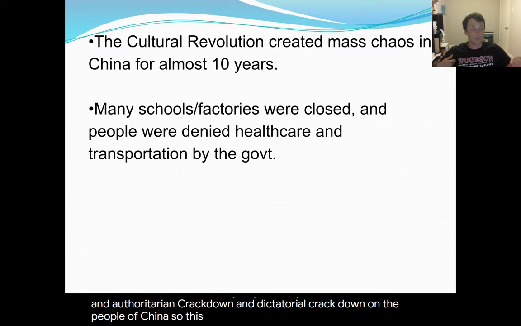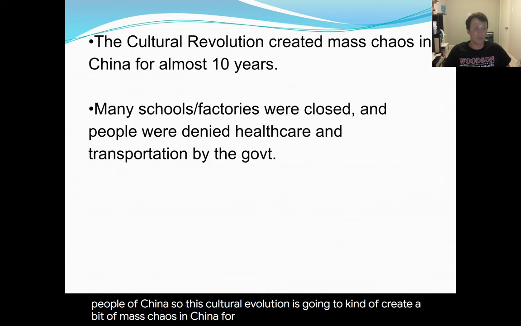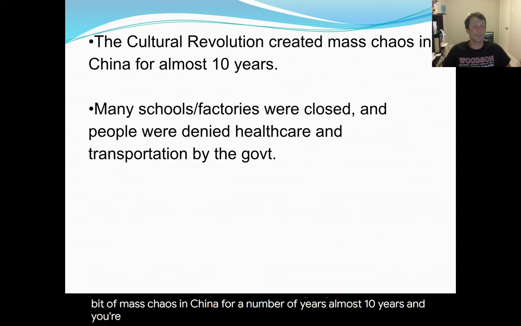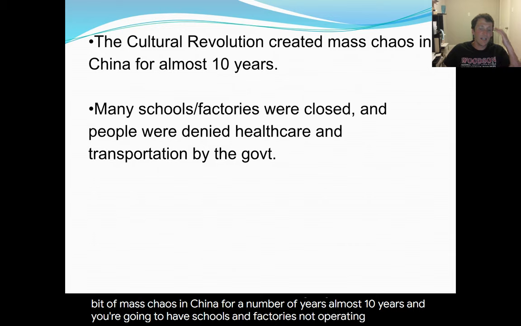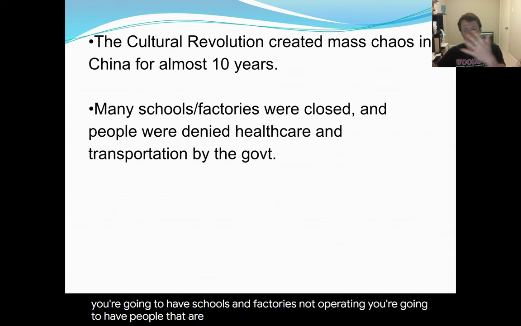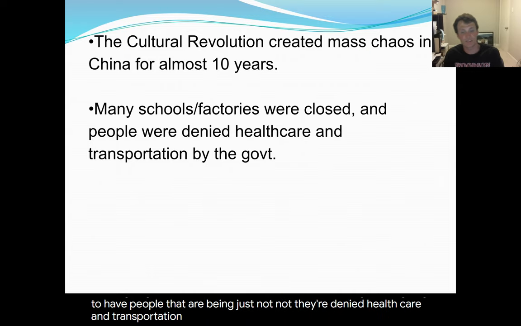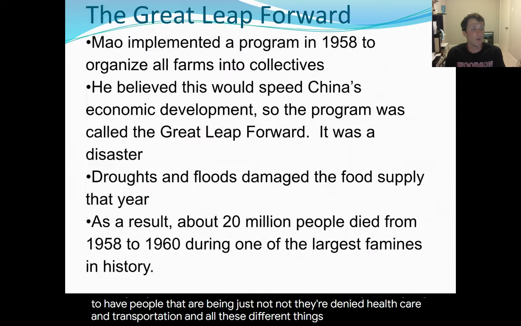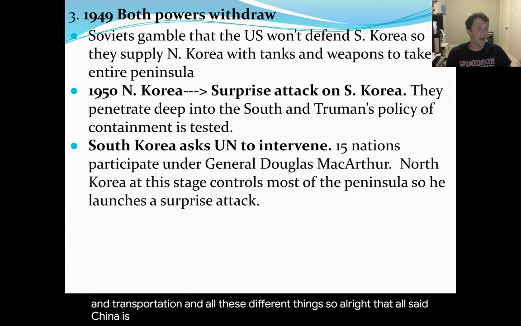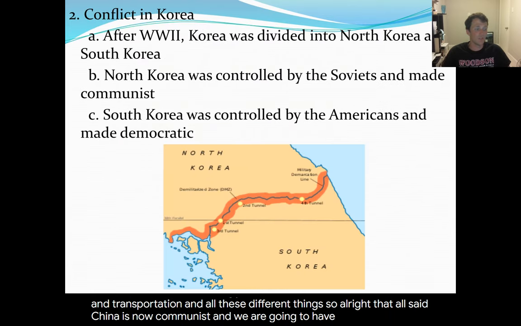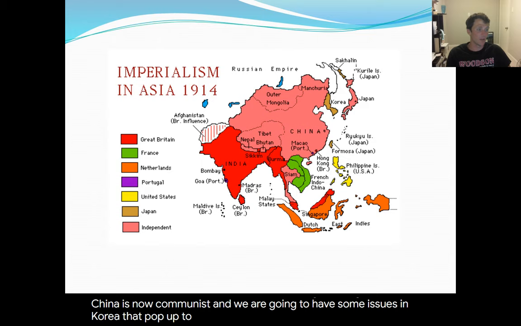So this Cultural Revolution is going to create a bit of mass chaos in China for a number of years, almost 10 years, and you're going to have schools and factories not operating. You're going to have people being denied healthcare and transportation and all these different things. So, all right, that all said, China is now communist, and we are going to have some issues in Korea that pop up not long later, right?